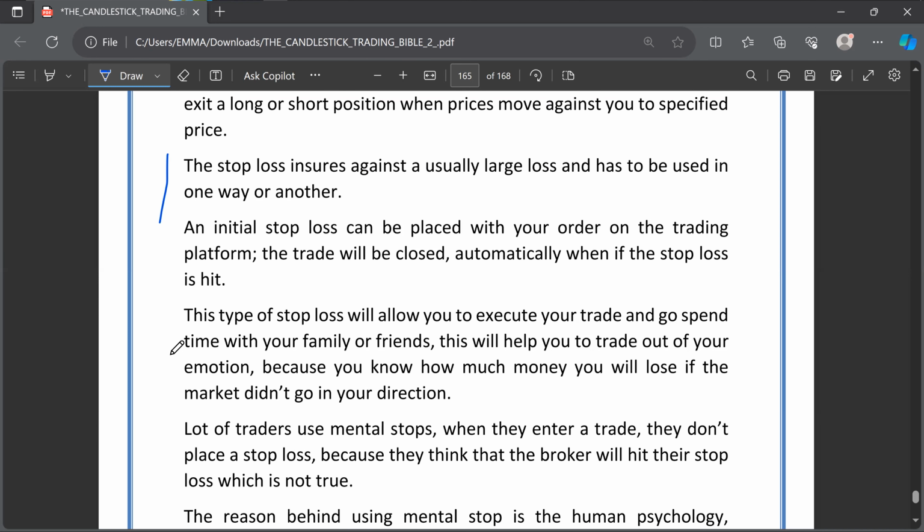Like I said, this type of stop loss will allow you to execute your trade and go spend time with your family or friends, right? It's very important. If you put them there, you can actually close your PC, put your phone somewhere. The market, or in fact, the method trader will do the work for you, right? You can spend time with your family. This will help you trade out of your emotion, right? Sometimes screen time can be tempting. It can be what? Disturbing to your emotions, right? You just have to leave your PC and put it somewhere and then go anywhere, go and have fun. Because you know how much money you will lose if the market didn't go in your direction, right?